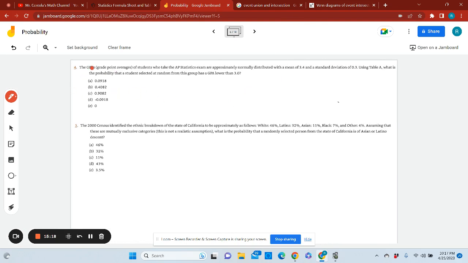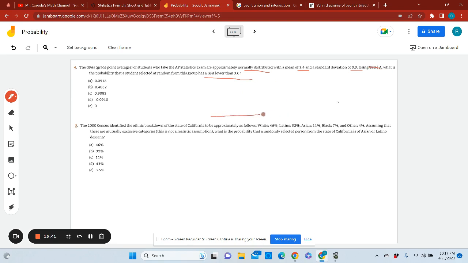Okay. Moving on, the GPA of students who take AP statistics exams are approximately normally distributed with a mean of 3.4 and a standard deviation of 0.3. Using table A, we're not going to use table A. What is the probability that a student selected at random from this group has a GPA lower than 3?